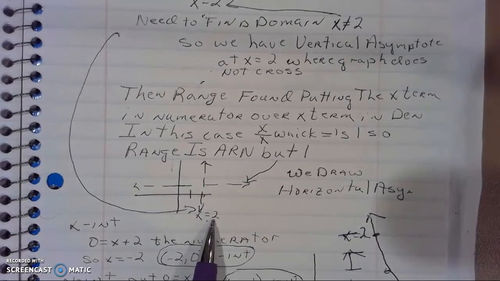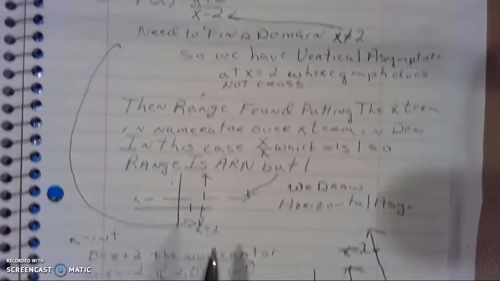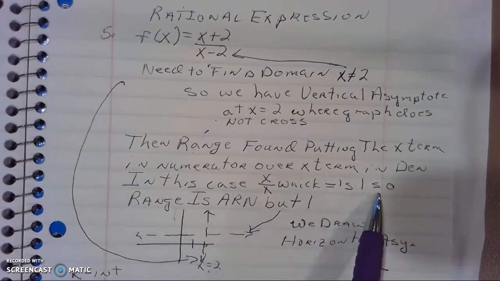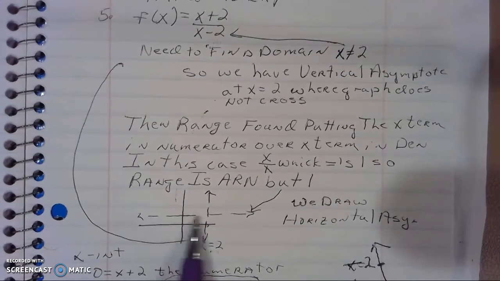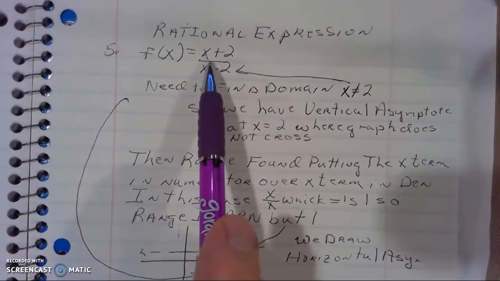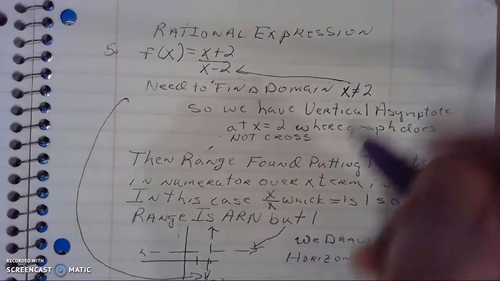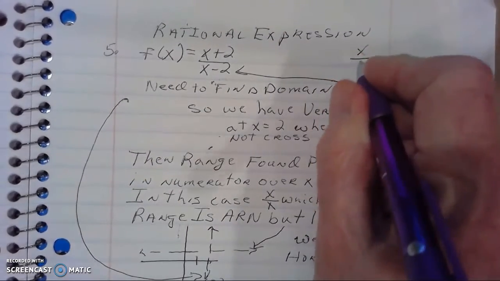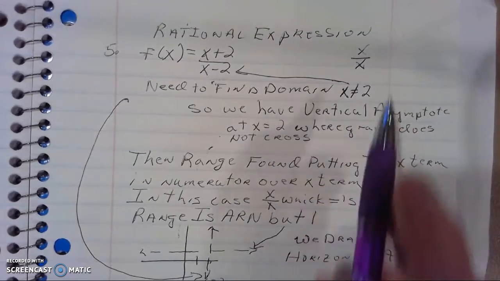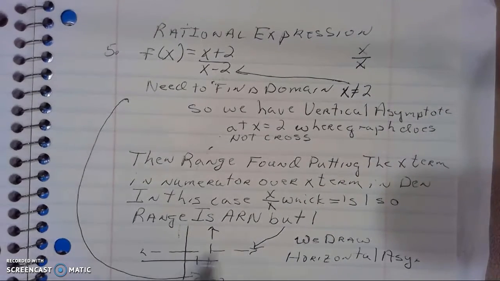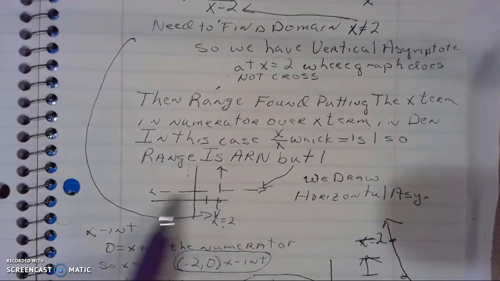Draw a vertical line at x equals 2. That means our graph cannot cross it. Then we go to our range. The range is going to be this horizontal line here. It is found by putting whatever your x is on top, which is x only, over whatever x term you have in the bottom, which is x. x over x is 1. And interestingly enough, that is what we have. Your range is all the y-coordinates except 1.